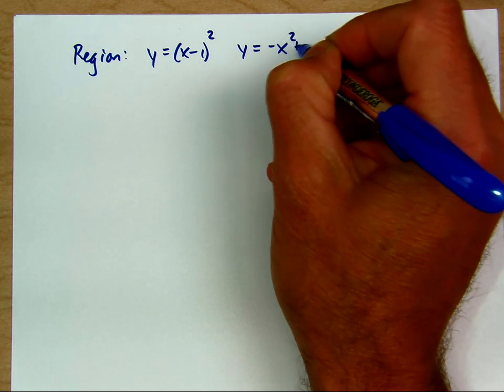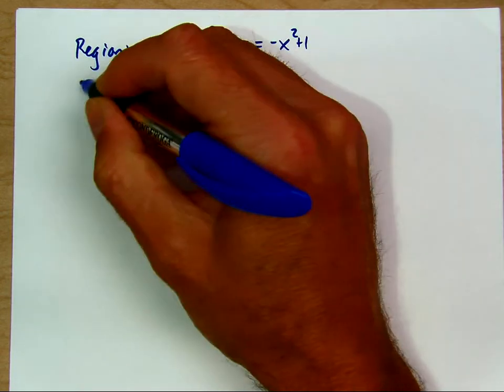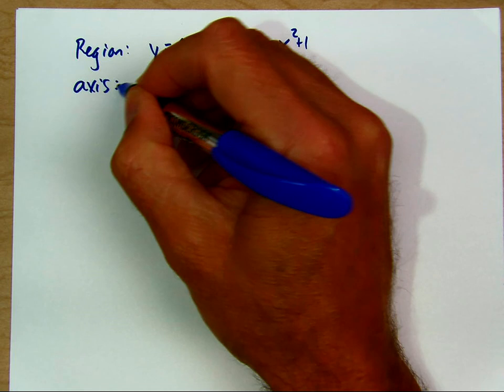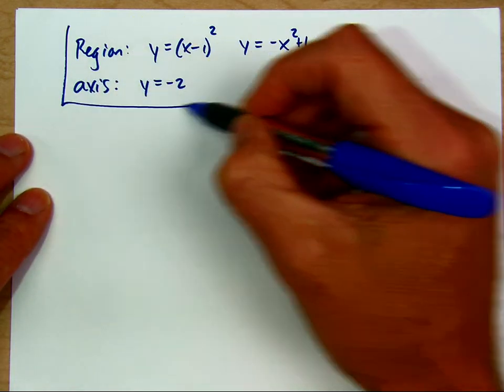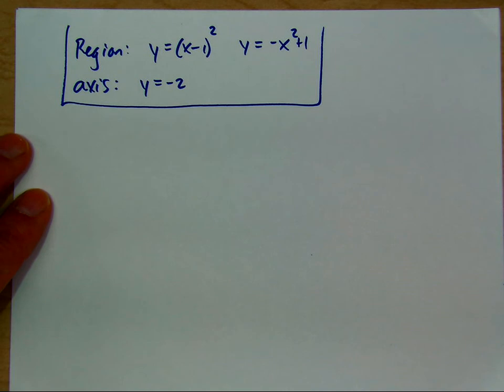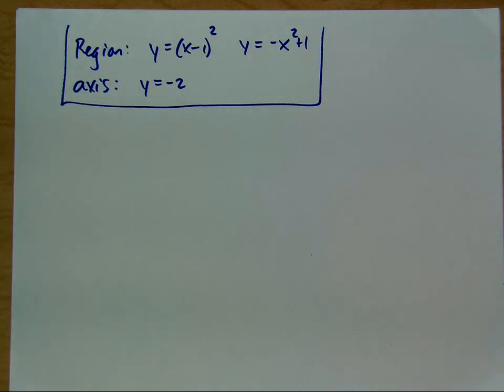Okay, rotating a region around an axis, a solid of revolution. Pause the video and try that one. So here's a parabola shifted to the right.